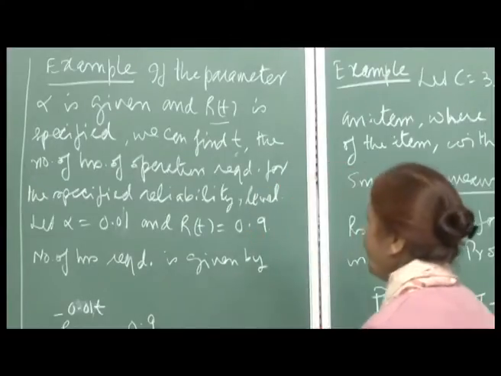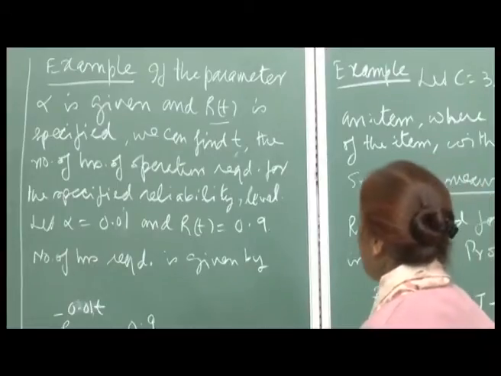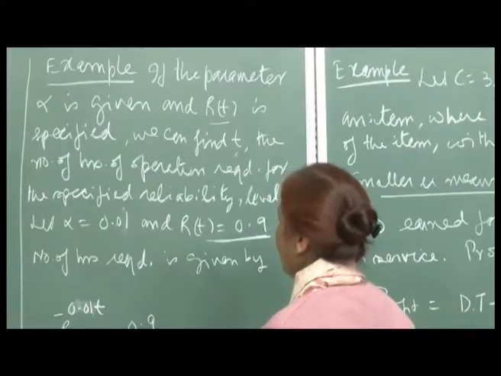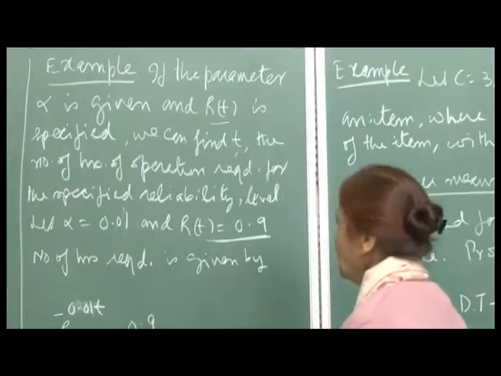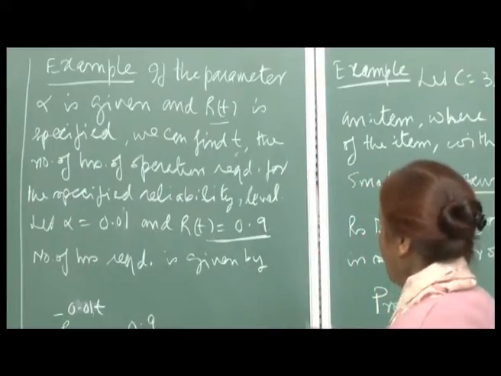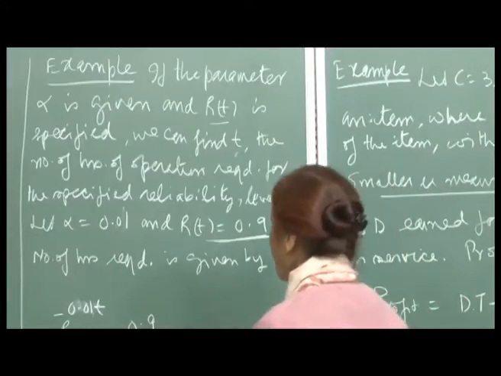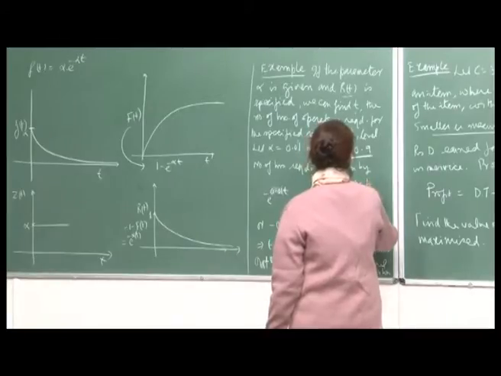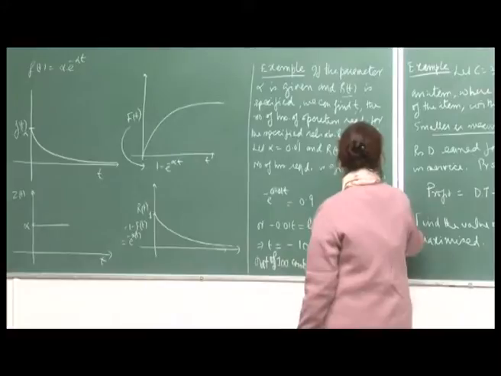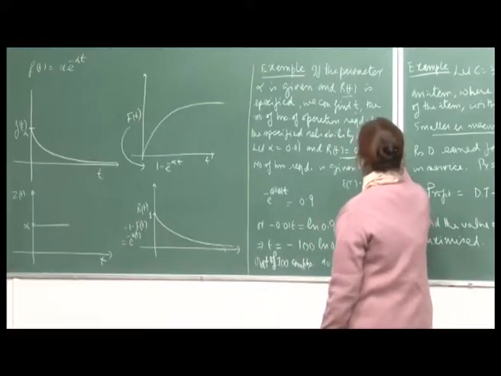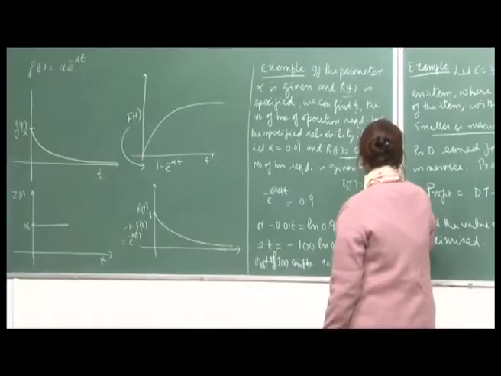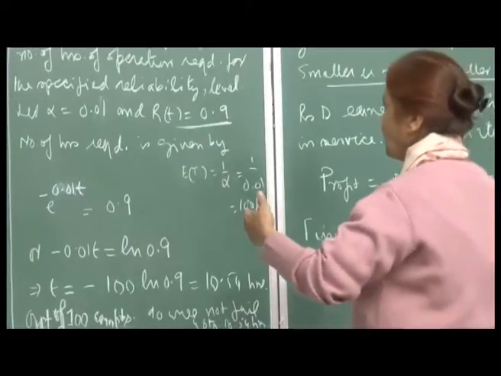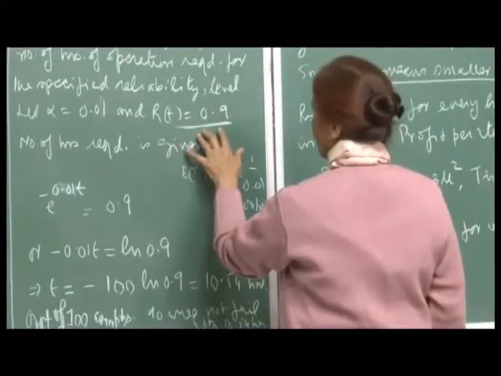Now, let alpha be 0.01 and reliability be 0.9. So you want this to be obtained, and your parameter is 0.01. If alpha is 0.01, then your mean will be what? For an exponential distribution, the expected t is 1 by alpha, which is 1 upon 0.01, which is 100 hours. If your unit of time is hours, then this is 100 hours.